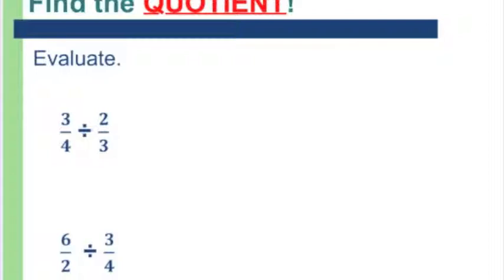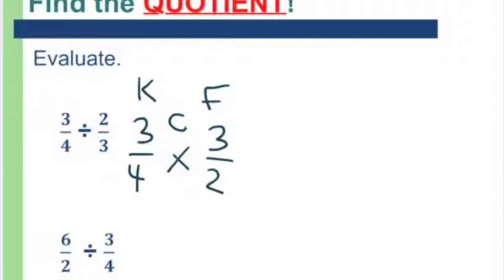Now let's take what we've learned and find the quotient for these division of fraction problems. Here we have 3/4 divided by 2/8. We know we're supposed to keep the first fraction the same, so we're going to keep it. We're going to change our operation from division to multiplication, and we're going to flip our last fraction to its reciprocal, which would be 3/2.